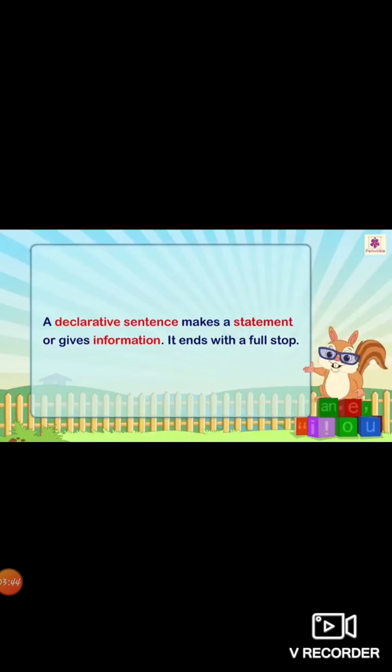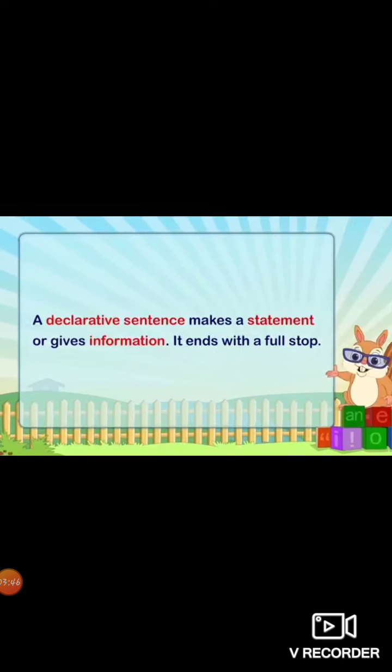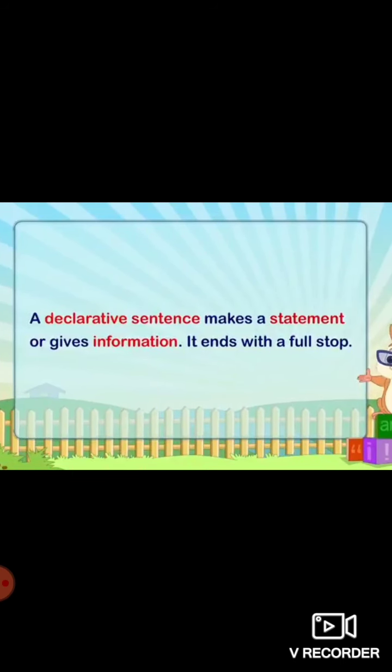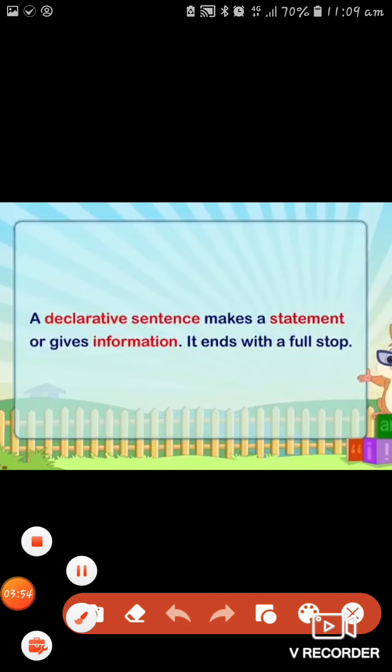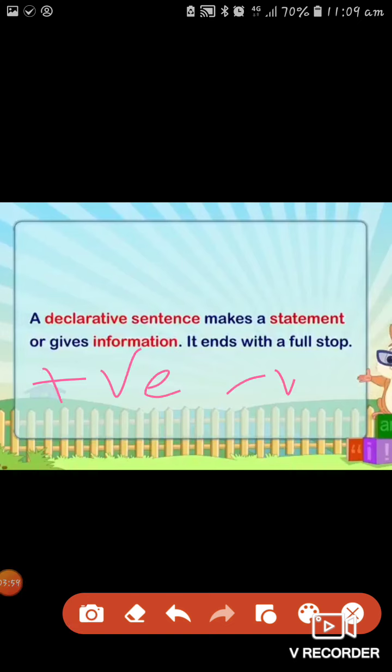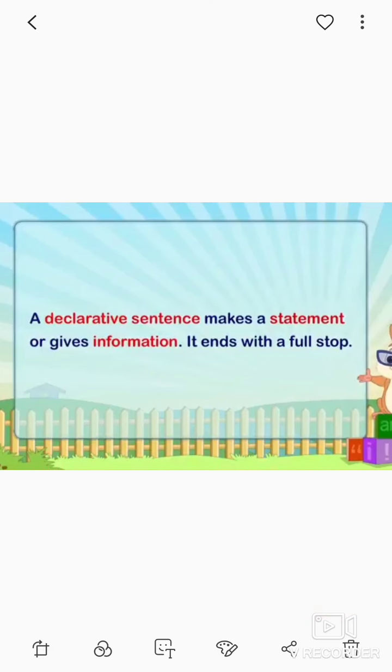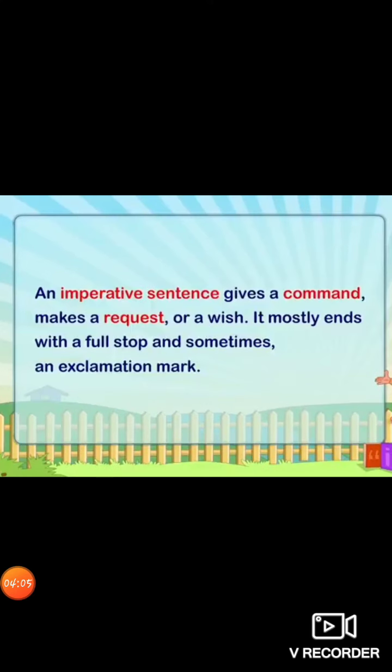So children, in simple terms, a declarative sentence makes a statement or gives information. It ends with a full stop. Here again, it may be a positive sentence or it may be a negative sentence. Any sentence can come in declarative sentence. Now next one is an imperative sentence.